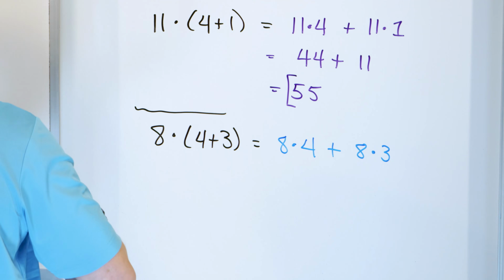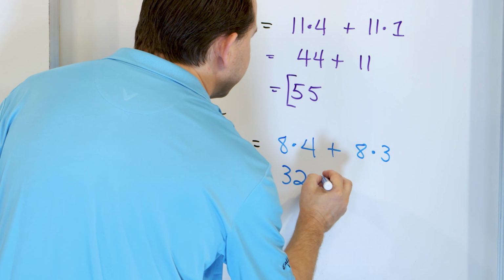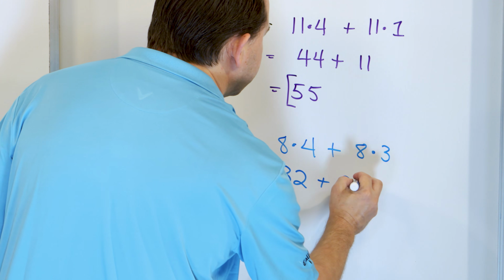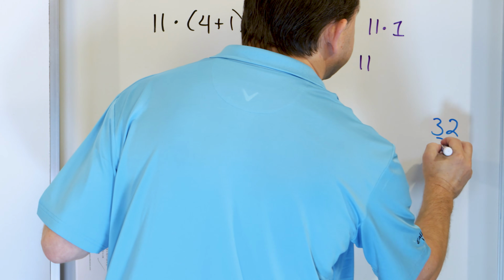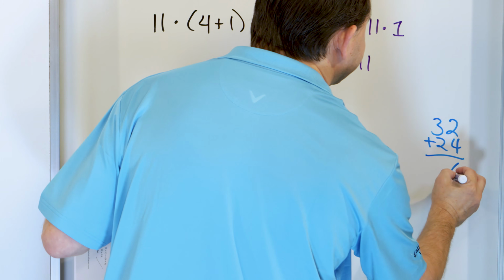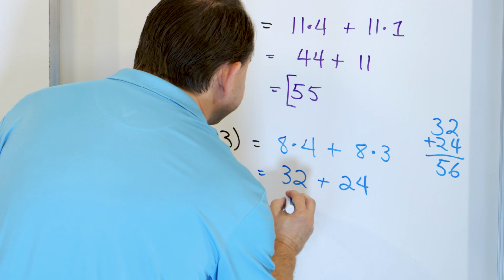Like this. So what do we have on the right-hand side? 8 times 4 is 32, and then 8 times 3 is 24. Right? Now you can go off to the side, 32 and 24, and you can add these. You get a 6 right here and a 5 right here. So we get an answer of 56, and this is the final answer.